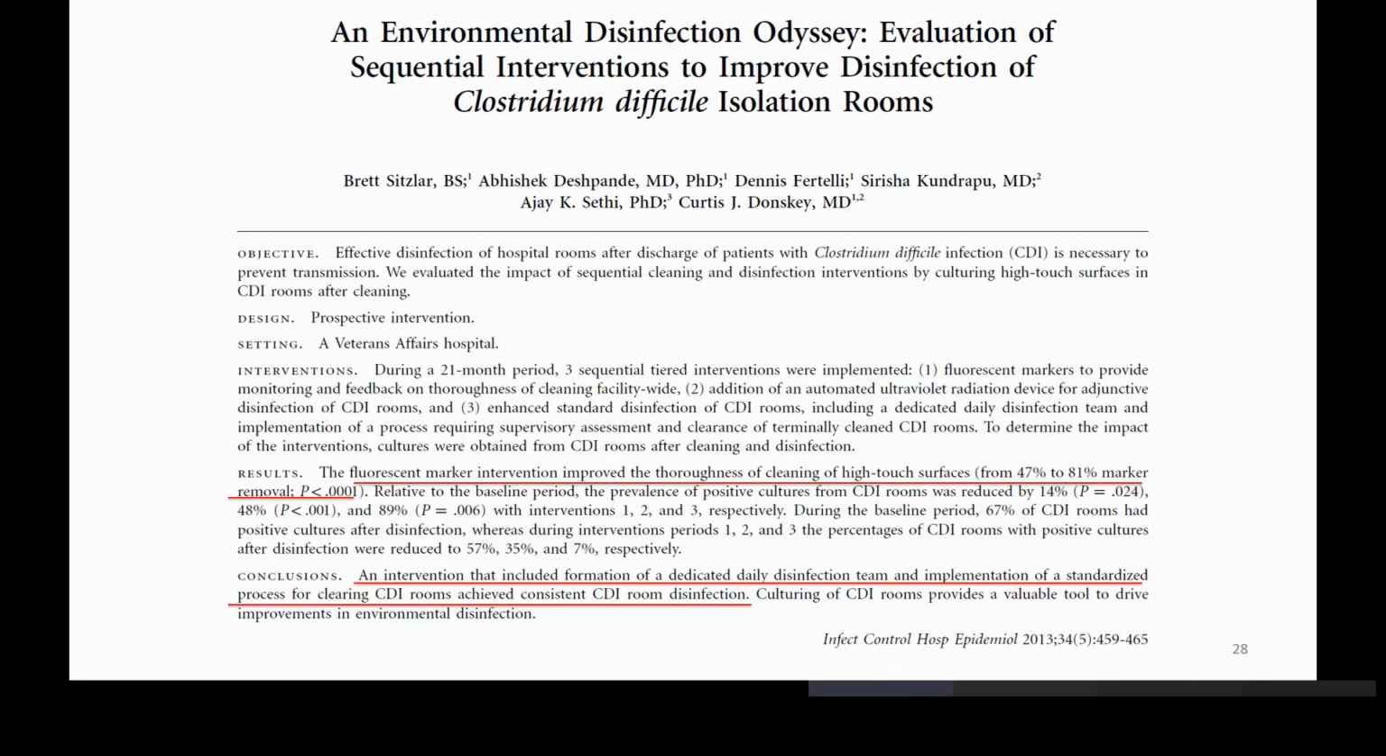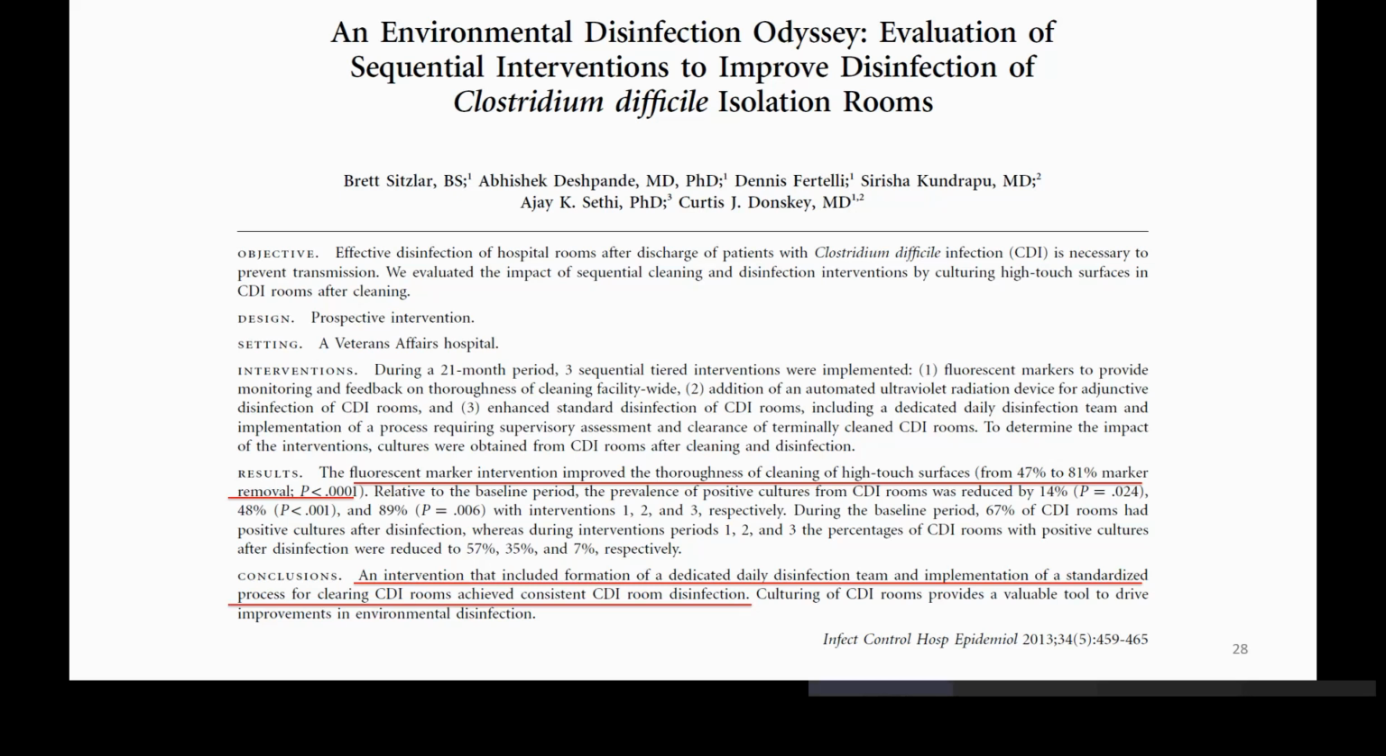If we talk about UV lights, that is something that is extremely helpful to monitor environmental cleaning. So a fluorescent marker and a UV light. You mark the areas, and then after it was cleaned, you shine the UV light to see which areas had been missed. This is a study that was published by Sitzler and colleagues, and here they look at 3 different things to enhance cleaning in rooms with patients with C. diff. And what they found was that the fluorescent marker intervention improved the thoroughness of cleaning of high-touch surfaces from 47% to 81%. So it's very helpful if you can have that visual tool.